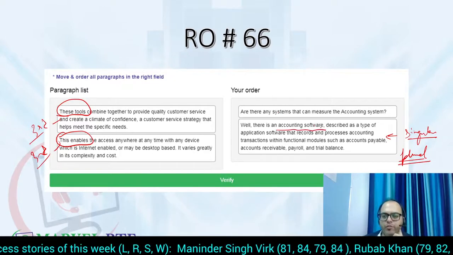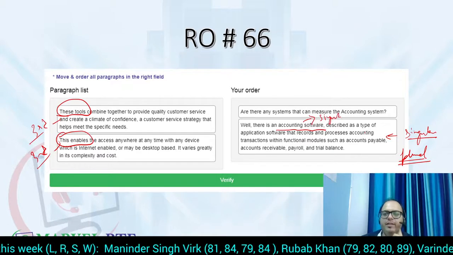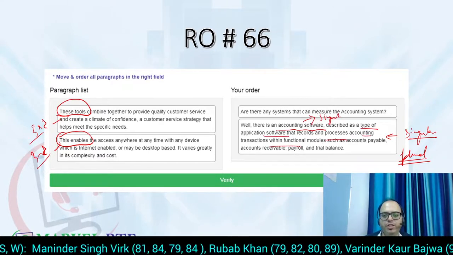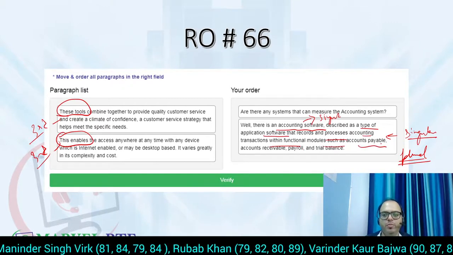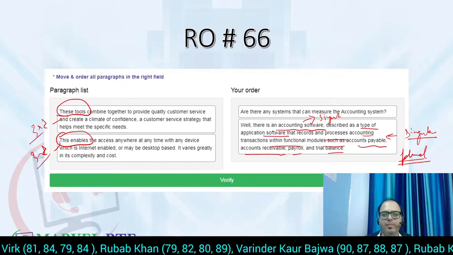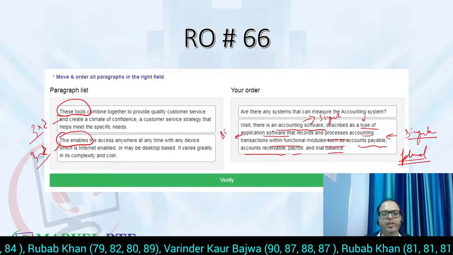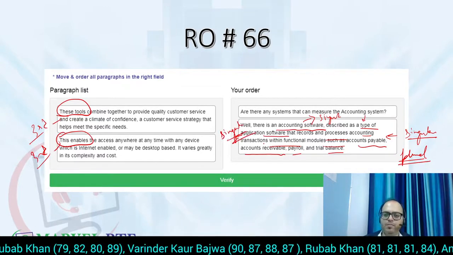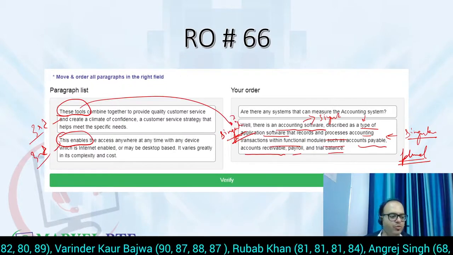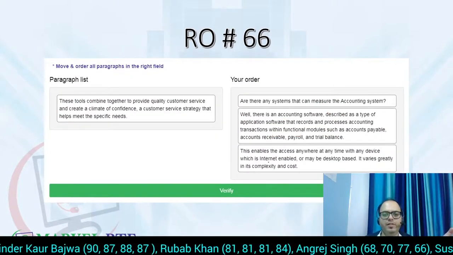Okay, so देखिए, well, there is an accounting software. Accounting software, singular की बात हो रही है. Described as a type of application software that records and process accounting transactions within functional modules such as accounts payable, accounts receivable, payroll and trial balance. Okay, so आप यहाँ पे accounting system को define कर रहे हो. Accounting system कैसे define हो रहा है? Singular के way में. क्या यहाँ पे वैसे भी आपको कोई tools मिल रहे हैं? The answer is no. So that's why the correct one, the correct pair is going to be this.